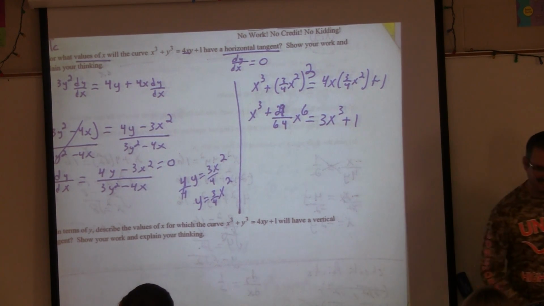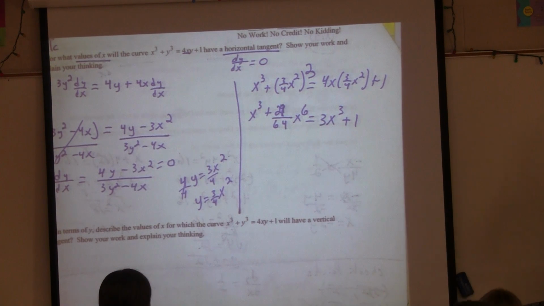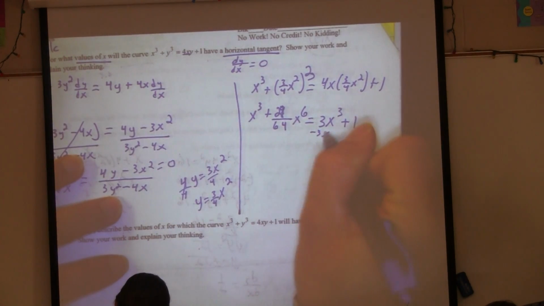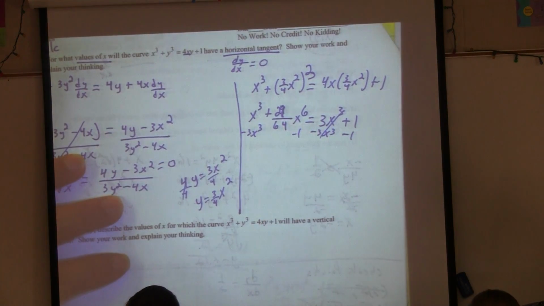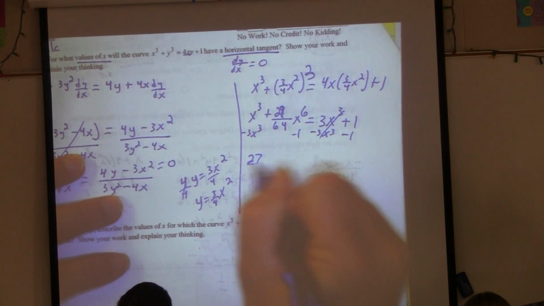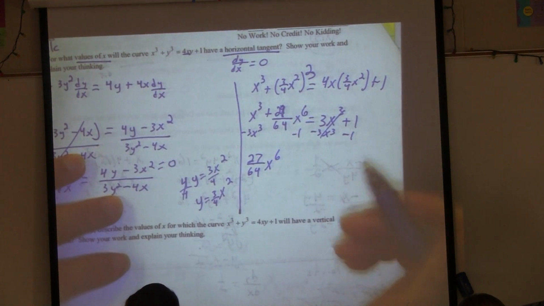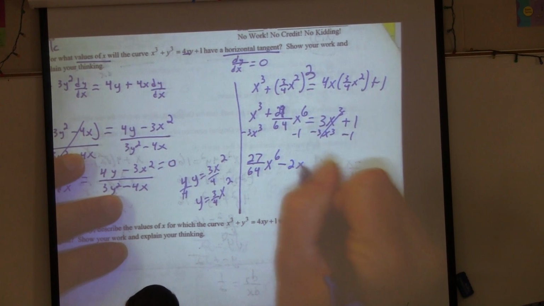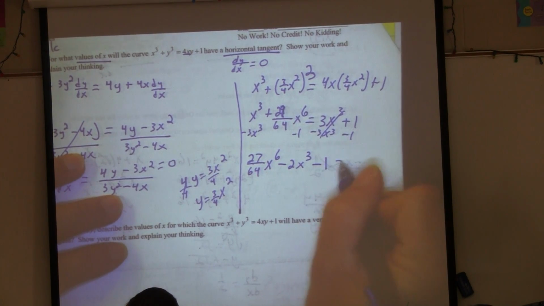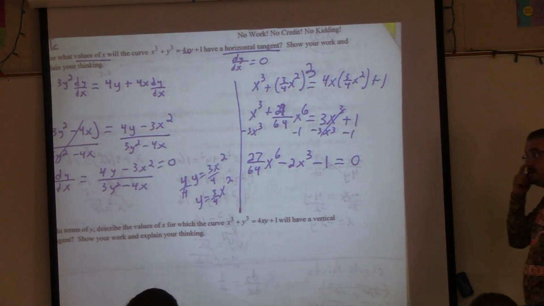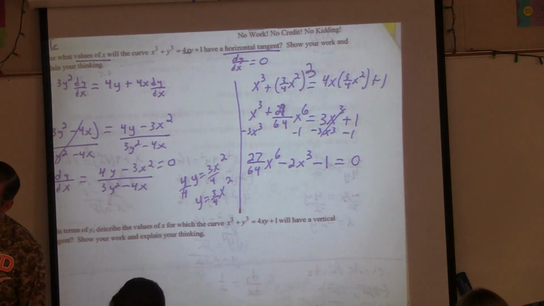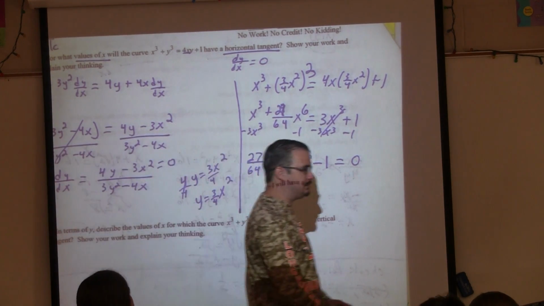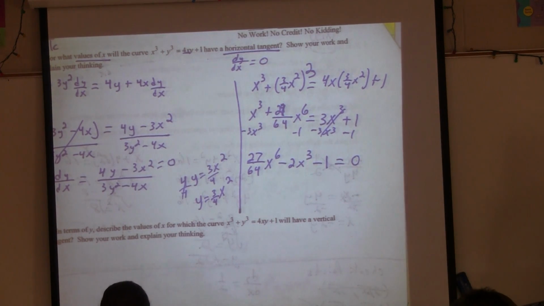You give up? Let's try moving everything to one side. Let's make it equal to 0, okay? So I'm going to minus this 3x cubed, and I'm going to minus this 1. So I'm going to end up with 27 over 64 x to the 6, minus 2x cubed minus 1 equal to 0. I want to make it equal to 0 because once it's equal to 0, it's like if it were equal to y. Okay? And then I can use my calculator, since it is a calculator problem, to solve and to find out when this equation is equal to 0.